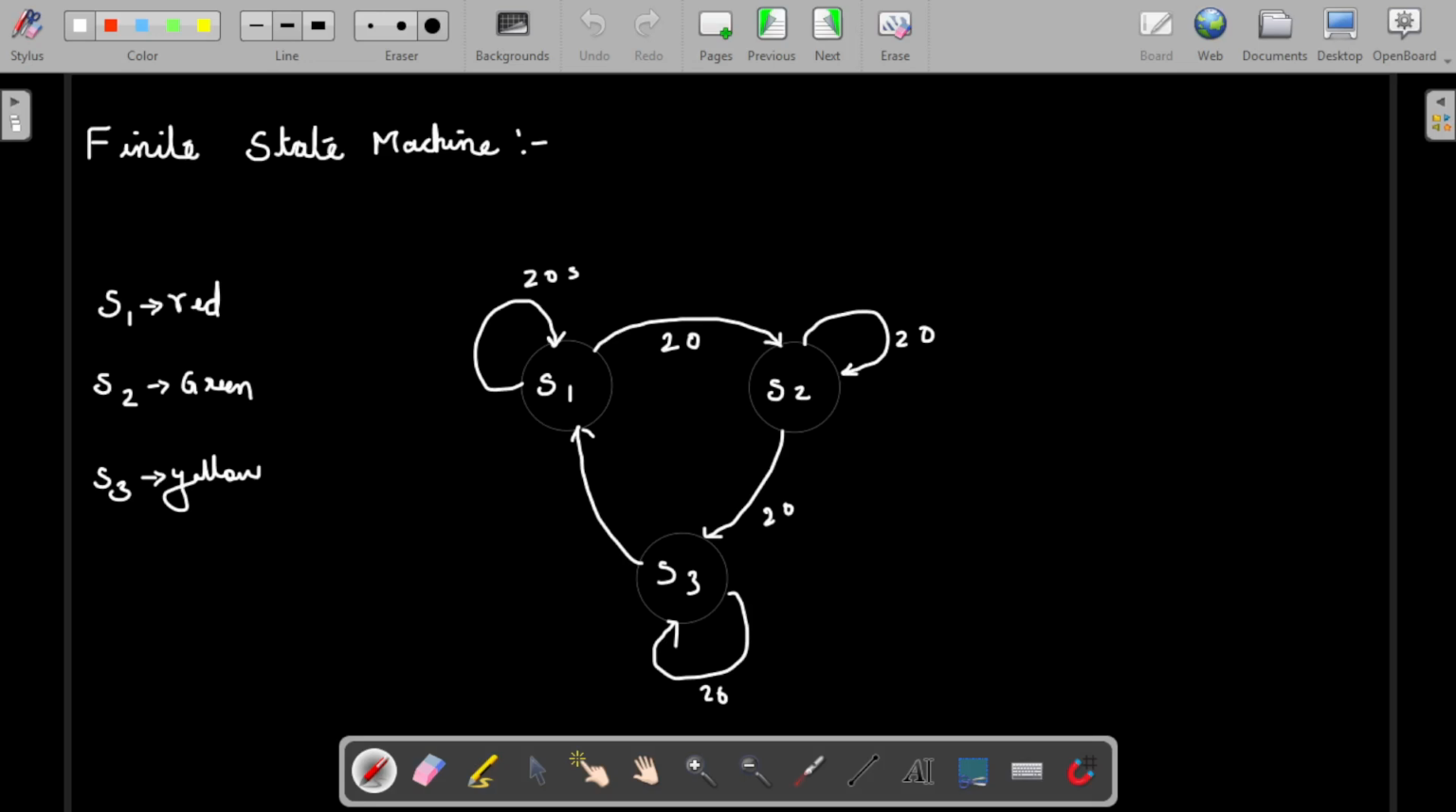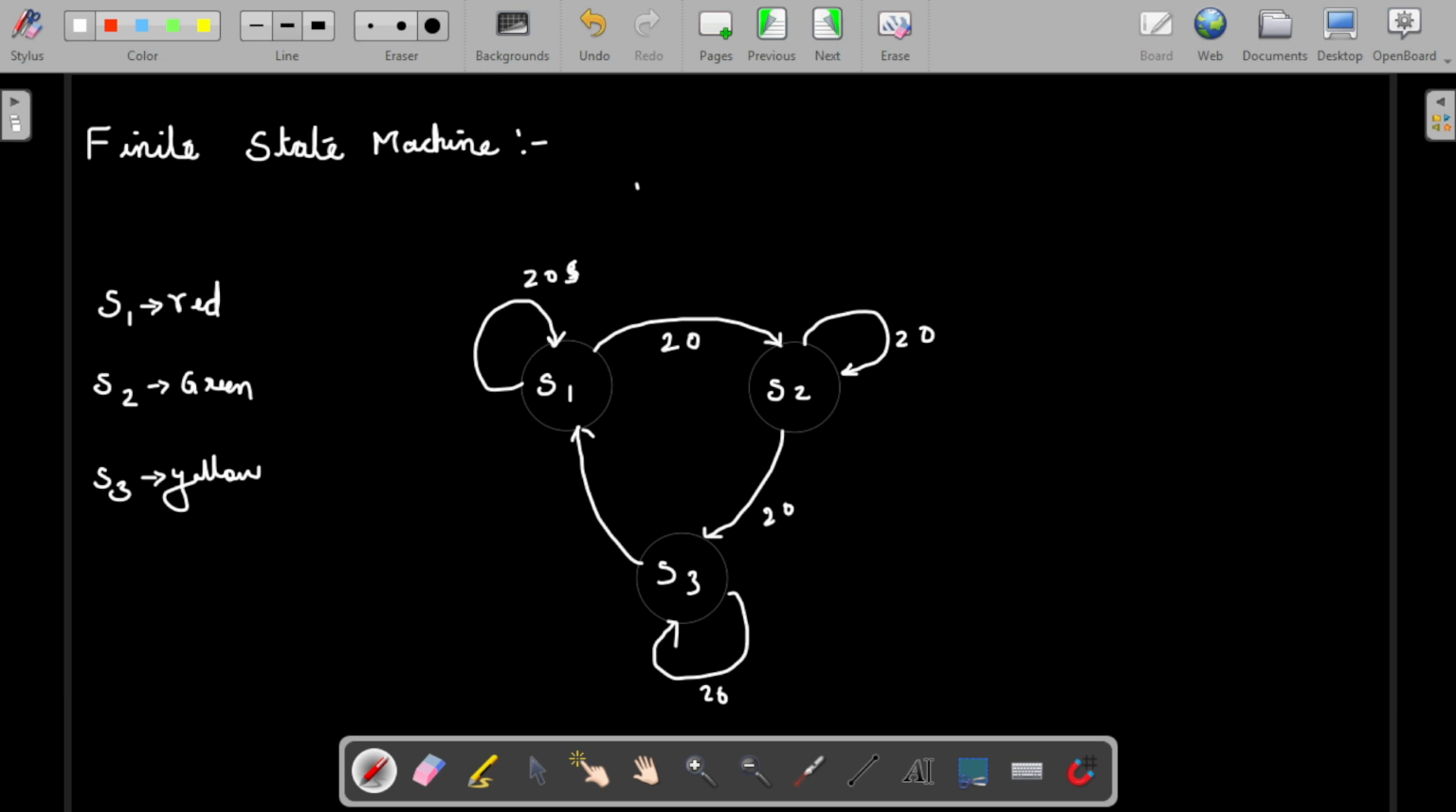Today we are going to discuss one of the important topics, that is the finite state machine. Previously, in the counter and other topics, we discussed everything with the help of numerical output. Here we will discuss it initially with the state diagram and the input and output relationship.